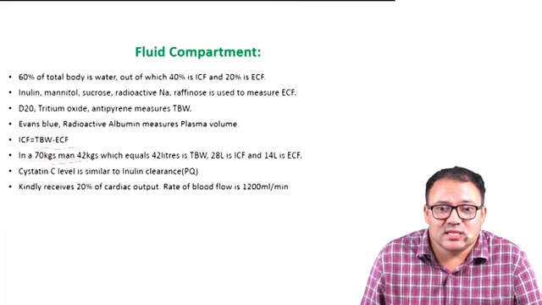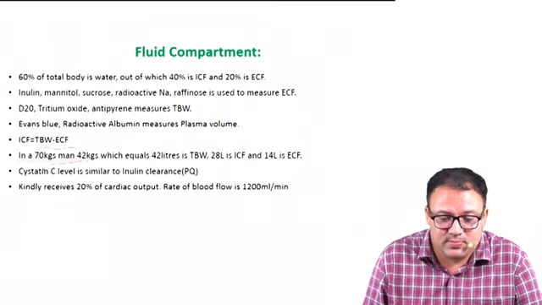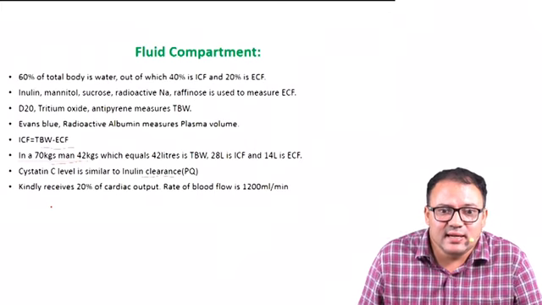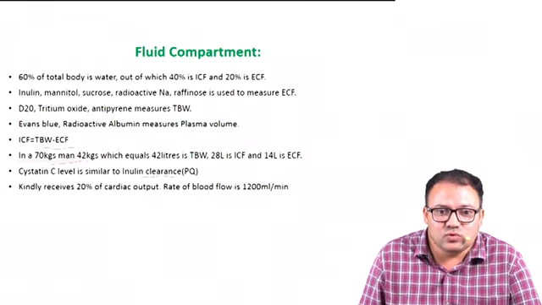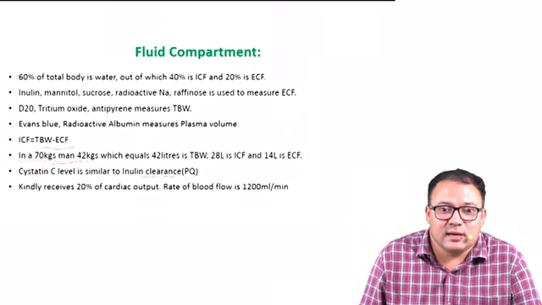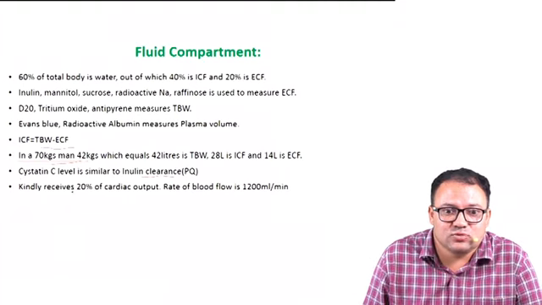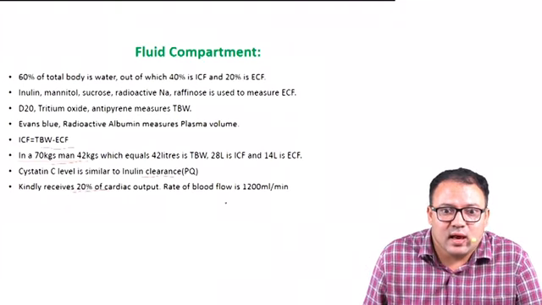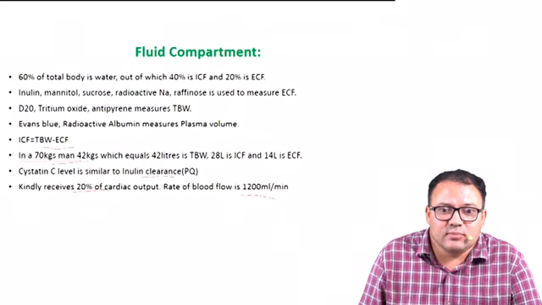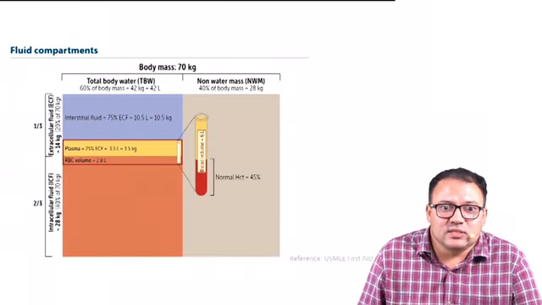One question was asked in the medical entrance examination: cystatin C level is similar to inulin clearance. This is a past question of the main entrance examination. Finally, you should also know the cardiac output that every organ receives. Right now, I would like to mention that the kidney receives 20% of the cardiac output, and the flow rate is 1200 ml per minute. This is the fluid compartment.